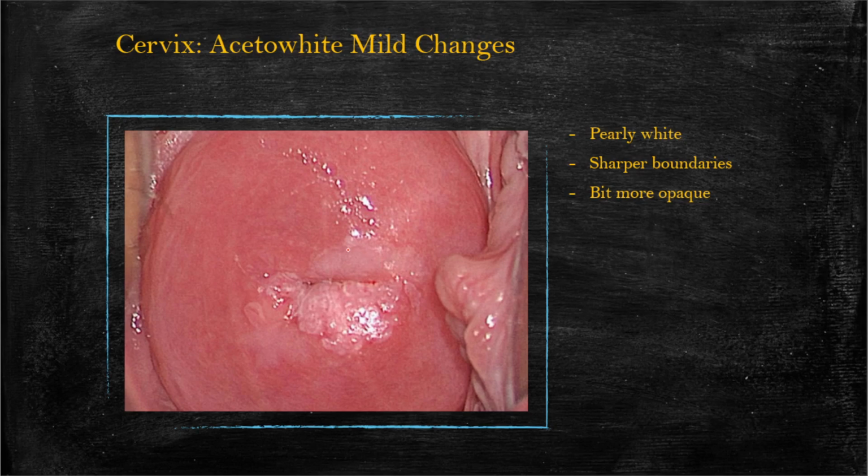So more mild aceto-white changes are kind of pearly white, shiny, but not so clearly mucousy shiny. They do tend to have a little bit sharper boundaries here, and they tend to be a little bit more opaque. So I would say this area down here probably has some very normal cells, but then maybe this area here that stands out is a little bit more demarcated, and then this area up here as well. Got a little bit of a bigger vessel or two over there as well. This area is a little bit further away. It looks like that might just be a crypt. You can see that little circular.